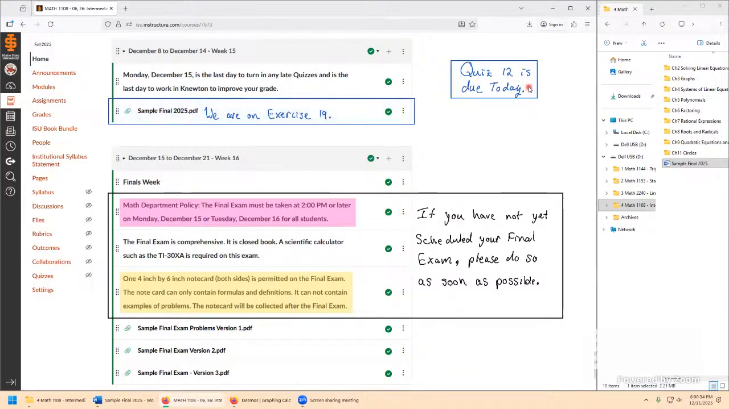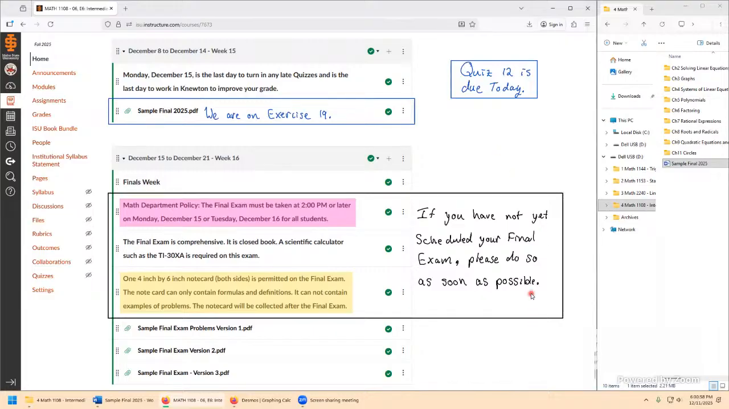Also, our last quiz number 12 is due today, but also if you still need some time finishing that, I can still accept it for full credit. The last day to turn in any quizzes that have gone past due or to do any homework in the Newton homework system is going to be on Monday, December 15th. And just another reminder, I sent out an announcement in Canvas about this as well.